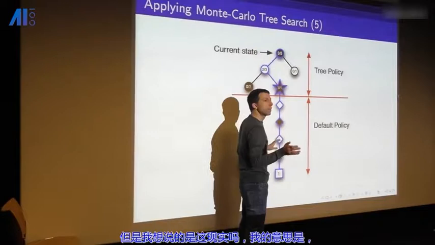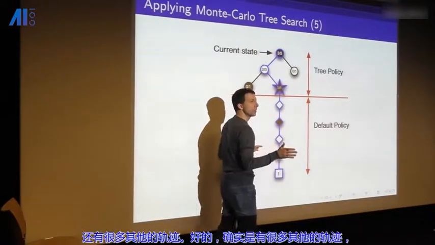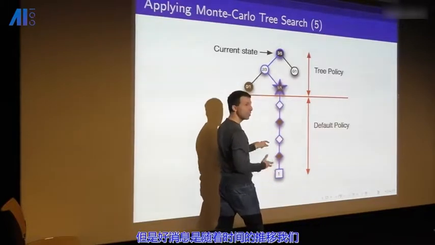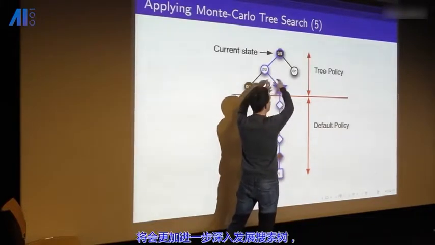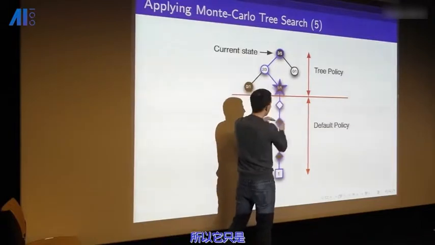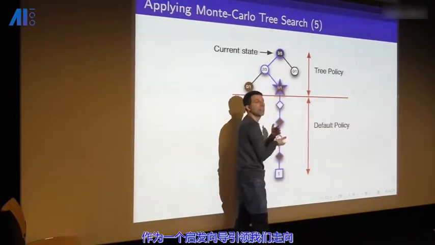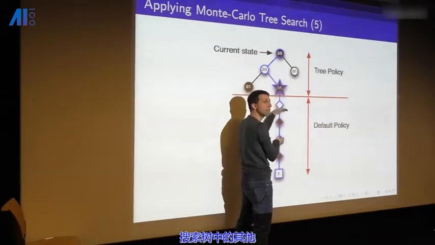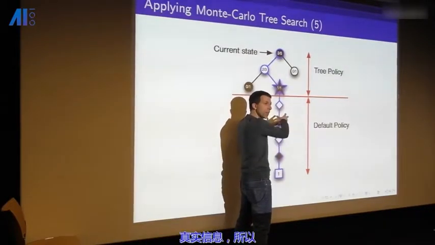But I mean, how realistic is that? There are many alternatives, and it might be that you miss some information here. But the good news is that over time, we're just going to develop the tree further and further. And so this thing is just acting as a heuristic to guide us towards the best parts of the space, and eventually it gets replaced by the real information in the tree.